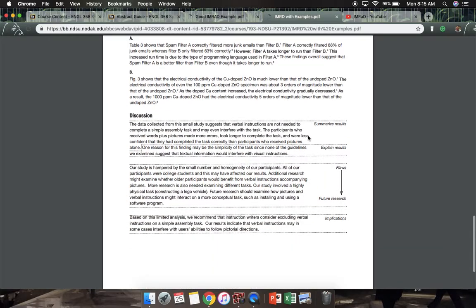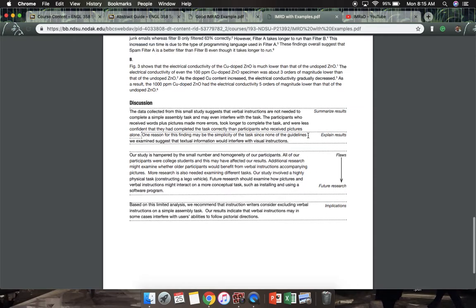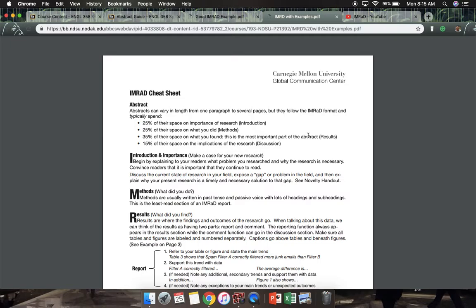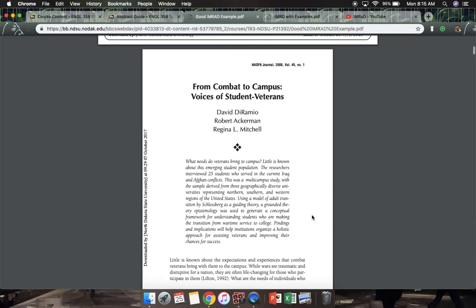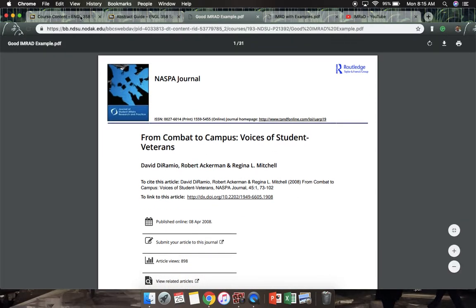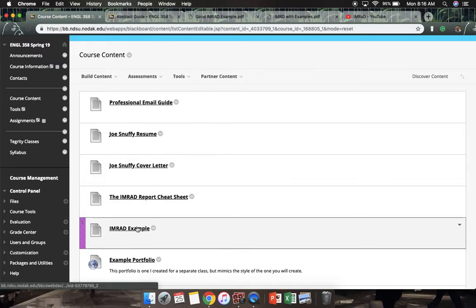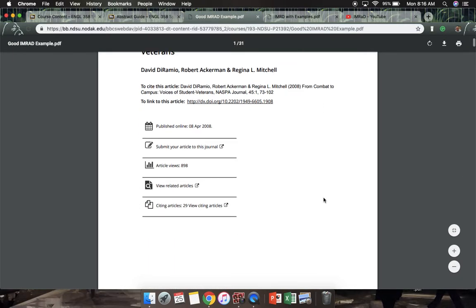So this also contains examples of writing each section, yeah? So a very good sheet, very short example. There is a much lengthier example in this document. Again, it is attached to the Blackboard course, right? So if you look at IMRAD example, you get this paper.